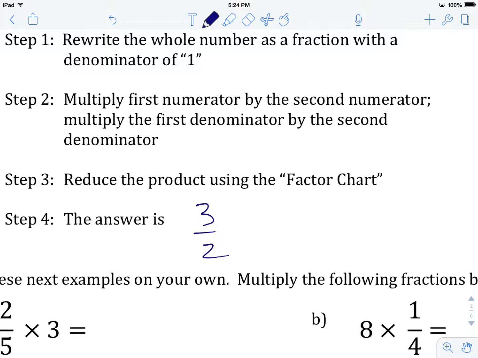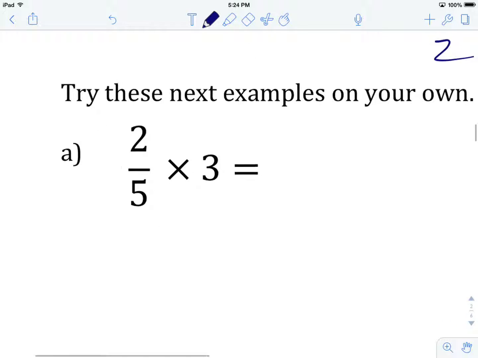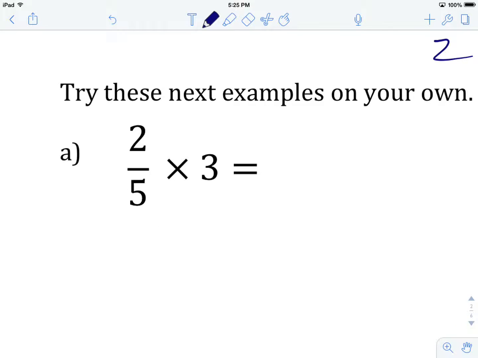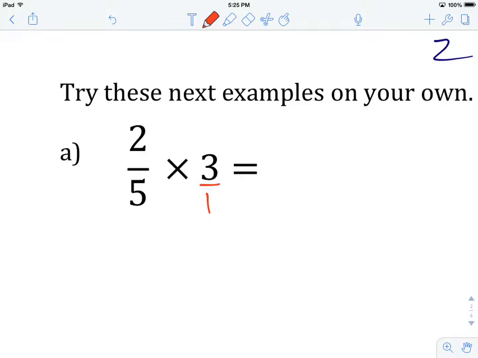What I'd like you to do at this point is to try example A on your own. So over here we have 2/5 times 3. Give this one a try. When you've got an answer, come on back and we'll check in and see how you did. Okay, you're back. Let's have a look. So we have a fraction being multiplied by a whole number. First thing we're going to do, as with the other two examples, is to write that whole number as a fraction, which is that same whole number over 1. And let's do a rewrite because we've got the space here. 2 over 5 times 3 over 1 equals.